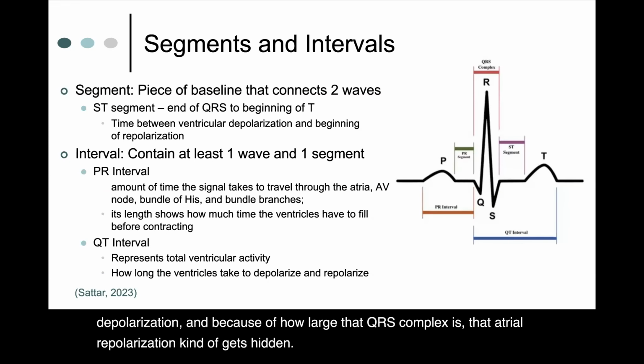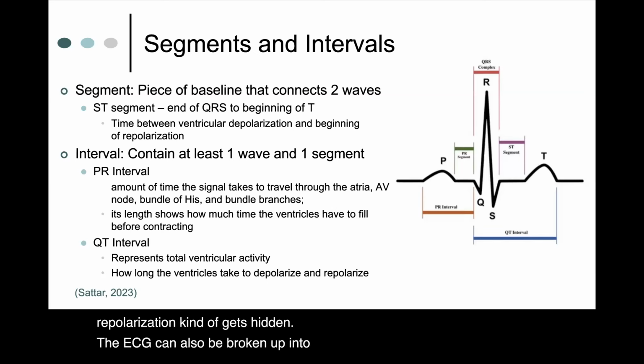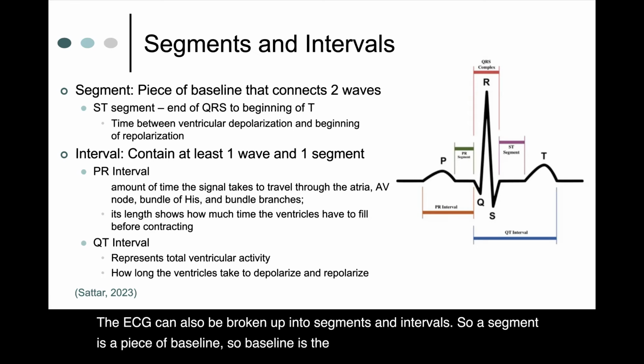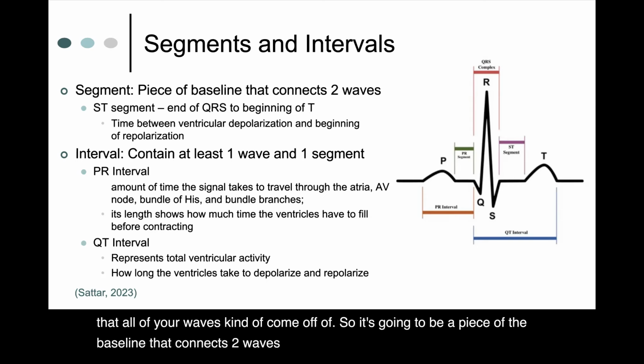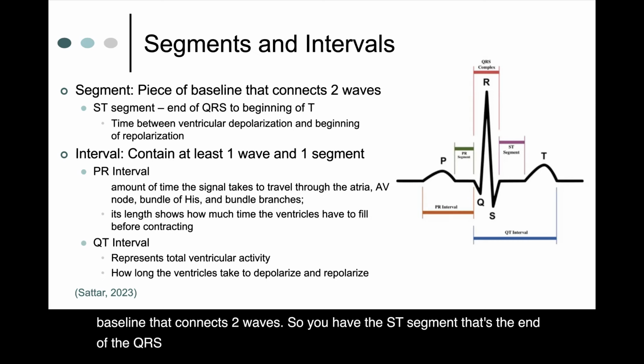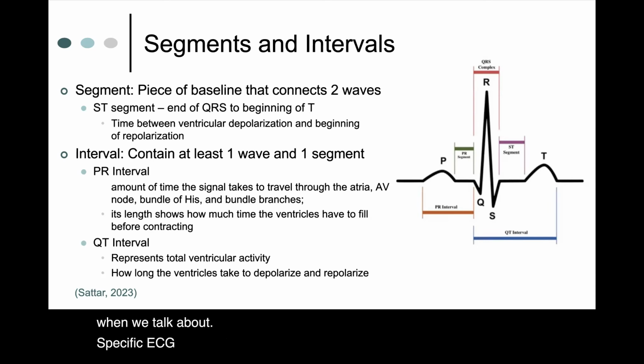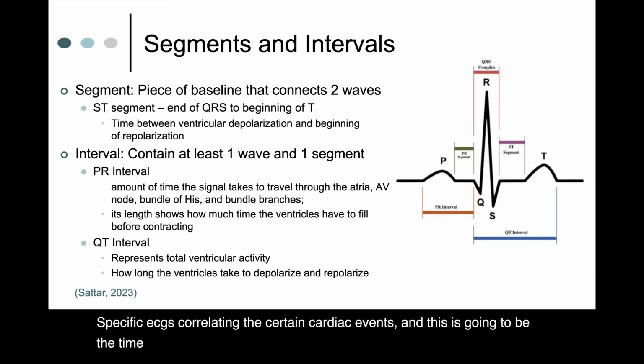The ECG can also be broken up into segments and intervals. So a segment is a piece of baseline. So baseline is the flat line that you have for the ECG that all of your waves come off of. So it's going to be a piece of the baseline that connects two waves. So you have the ST segment. That's the end of the QRS to the beginning of the T, and that we're going to refer to later when we talk about specific ECGs correlating to certain cardiac events. And this is going to be the time between ventricular depolarization and the beginning of repolarization.